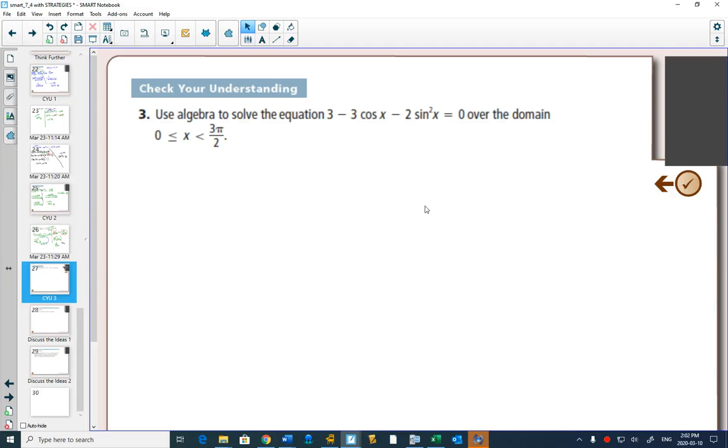This is on page 625. Okay, again, it doesn't say prove. It says solve.